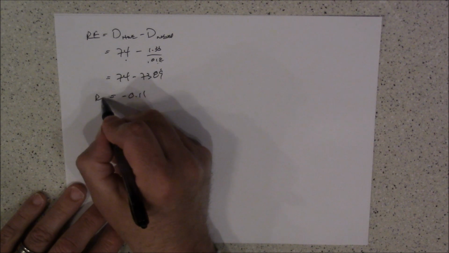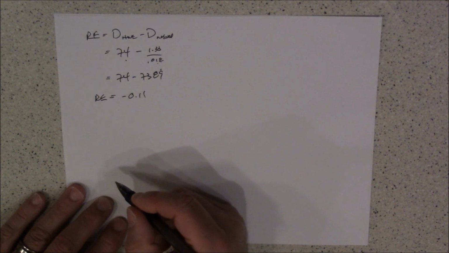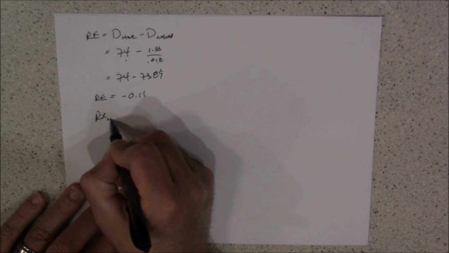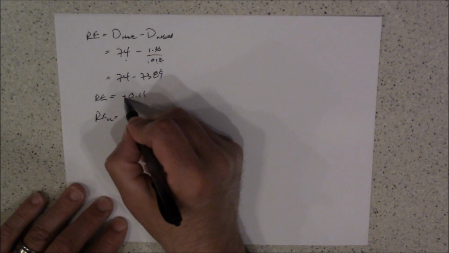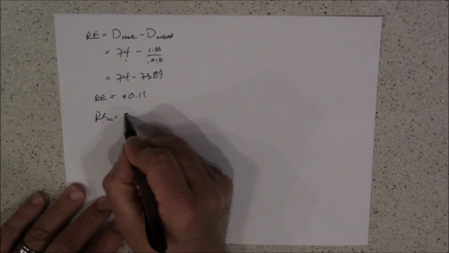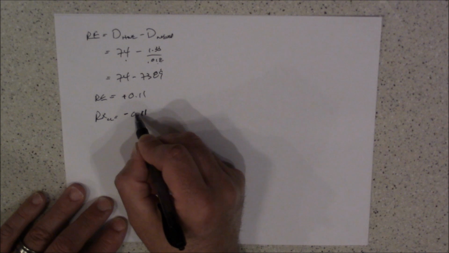That's his refractive error. That makes him very slightly myopic, and to fix him, his contact lens Rx would be a minus 0.11 diopters.